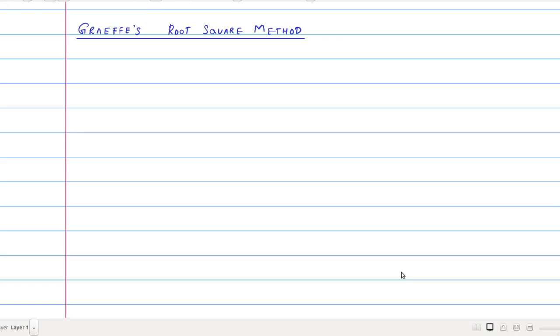Hi all, today we discuss section 22.16, Graeffe's root squaring method. This method has a great advantage over the other methods in that it does not require prior information about the approximate values. That means in all other methods we started with an initial approximation obtained using the fact that f of a is less than 0, f of b is greater than 0, and so on.